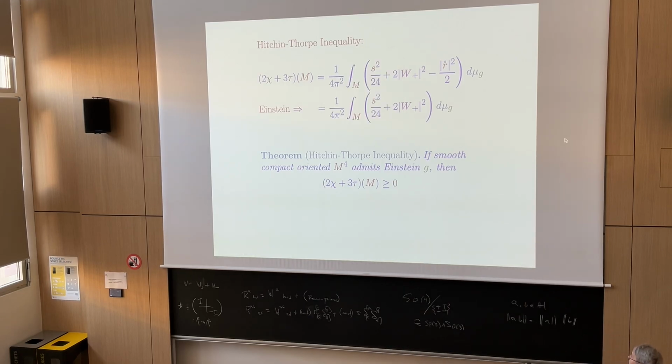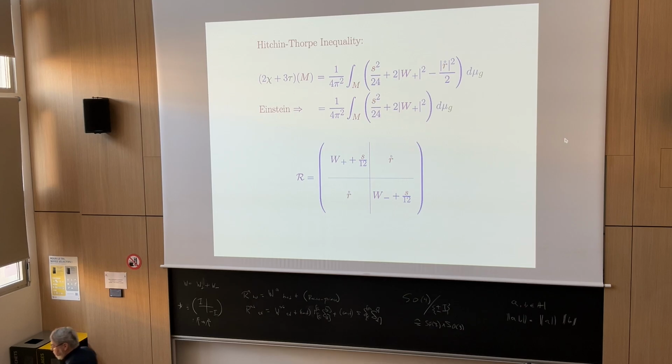All right, so the Hitchin-Thorpe inequality begins by saying if you have a compact oriented four-manifold that admits an Einstein metric, then twice its Euler characteristic plus 3 times its signature must be non-negative. Now, there's something fascinating that goes on that's more subtle. You could say, what happens in the boundary case?